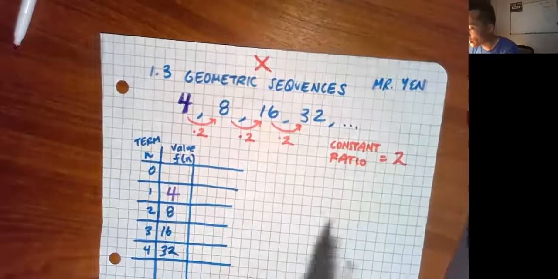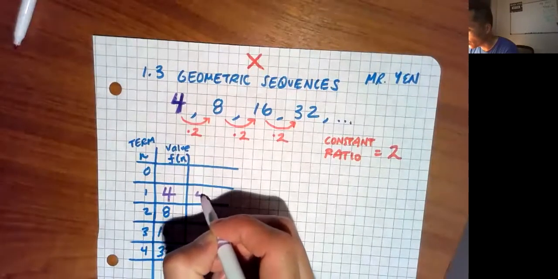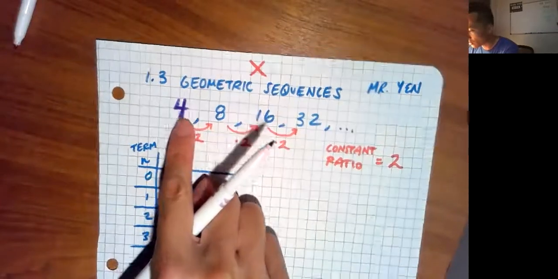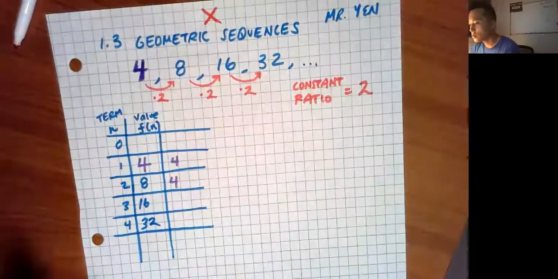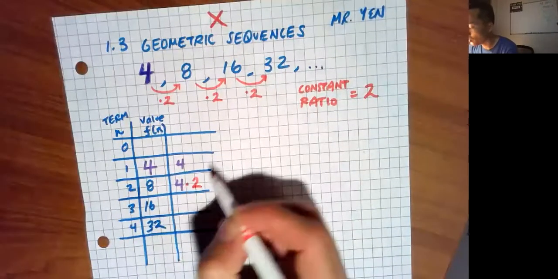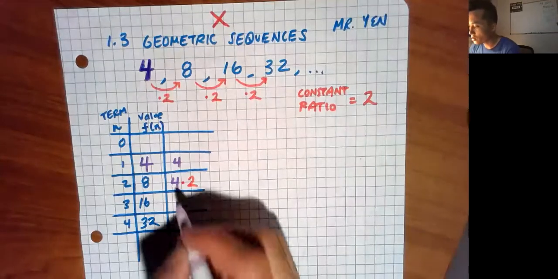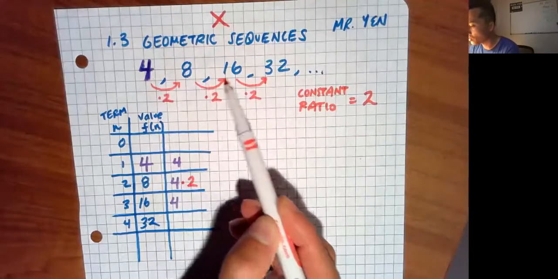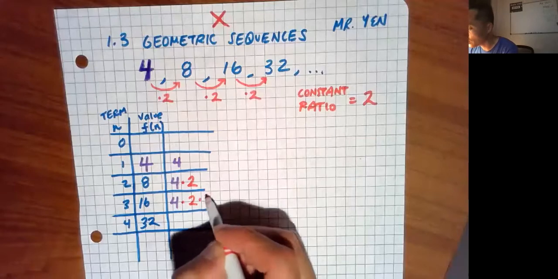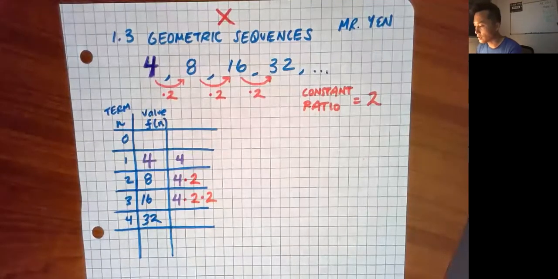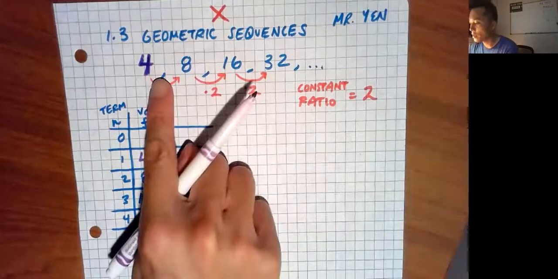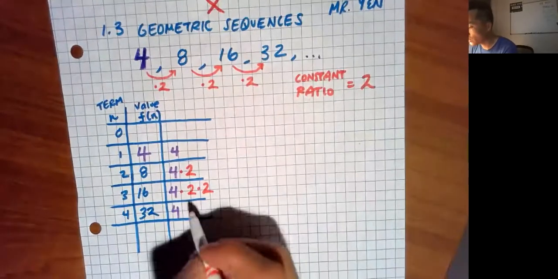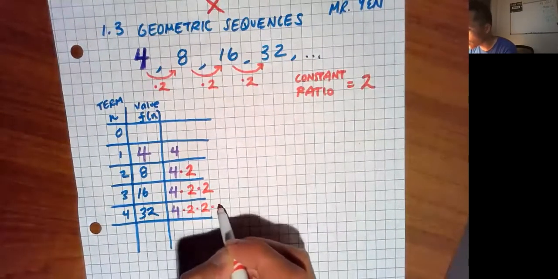So to get to the 4, we just started with the first term. We had 4. To get to the 8, we started with the 4 there, but we multiplied by the constant ratio of 2 once to get to 8. So I'm going to say we started with 4, and then we multiplied by 2 once. To get to the third term, we started with 4, then we multiplied by 2 once, and then multiplied by 2 twice. So we have 4 times 2 times 2. To get to 32, we started with 4 at the very beginning, and then multiplied by 2 once, twice, 3 times to get to 32. So we have 4 times 2 times 2 times 2.